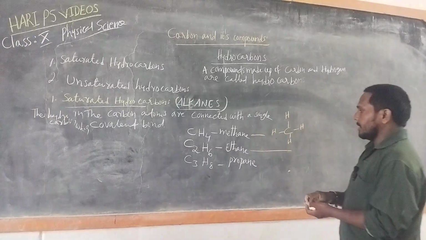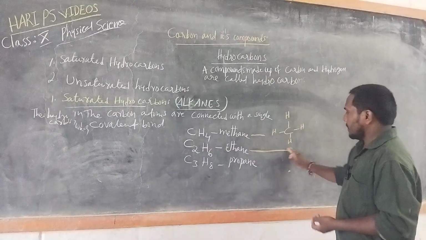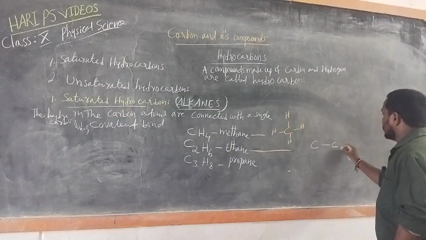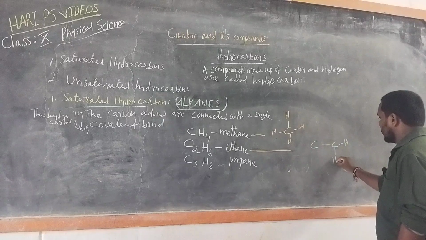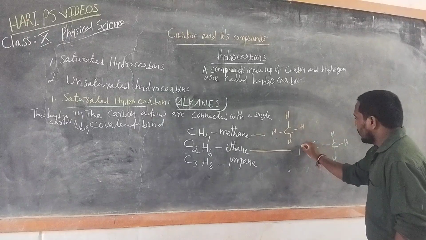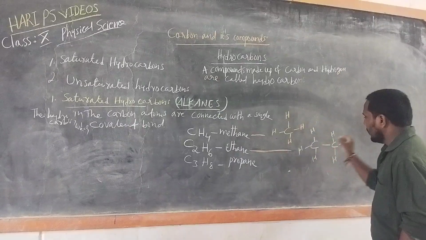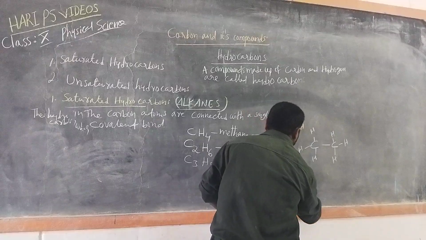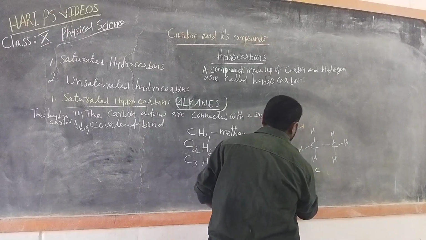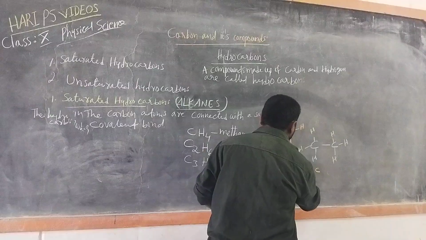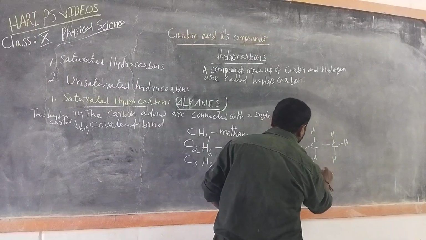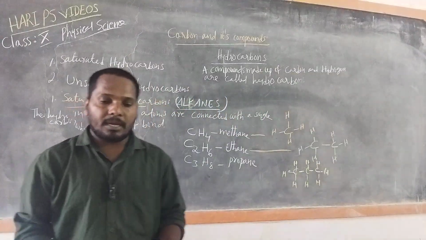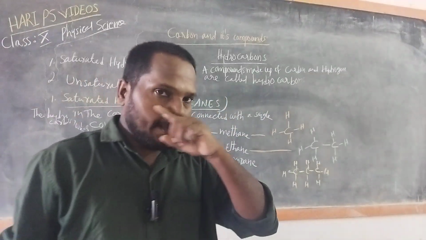When we observe the structure of ethane, C, hydrogen, and hydrogen. Then propane, C, hydrogen, and hydrogen. So these are the structures of alkanes.